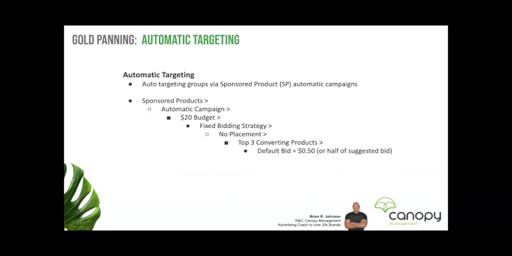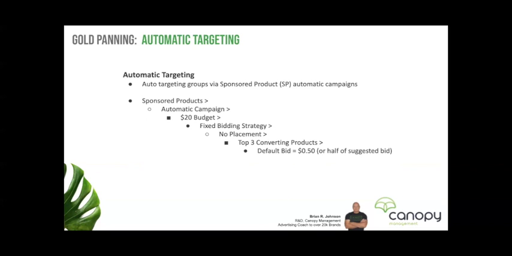From an automatic targeting standpoint, any automatic campaign that was created after November 2018 has the capabilities of using the auto targeting groups, including the close, loose, complementary, and substitute targeting groups. If you've got automatic campaigns that are older than November 2018, I suggest you start new ones so you can take advantage of that feature, because you've got some additional targeting refinements that you can do to get better performance out of those.